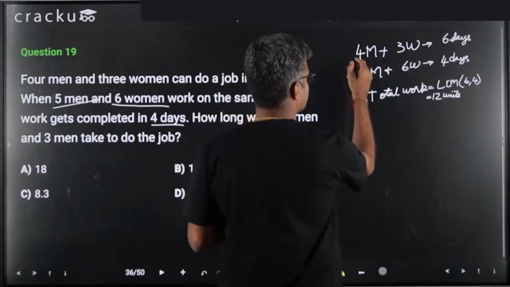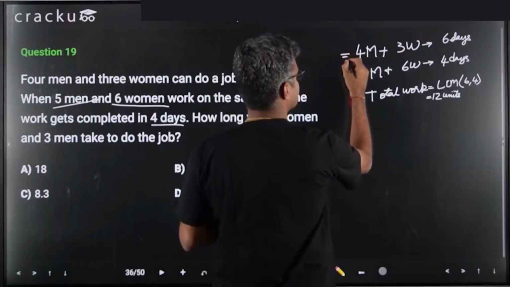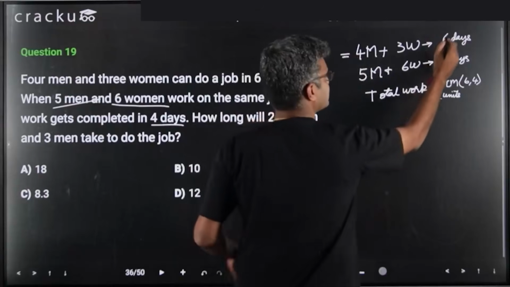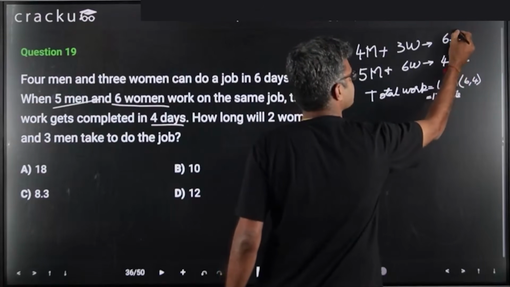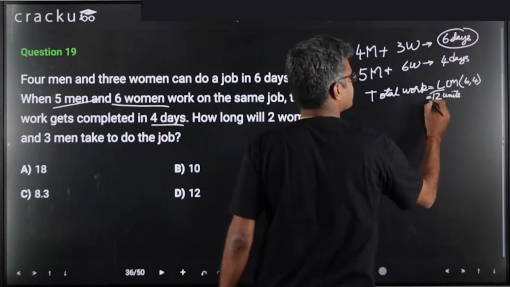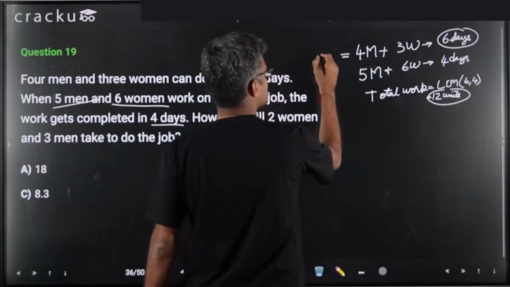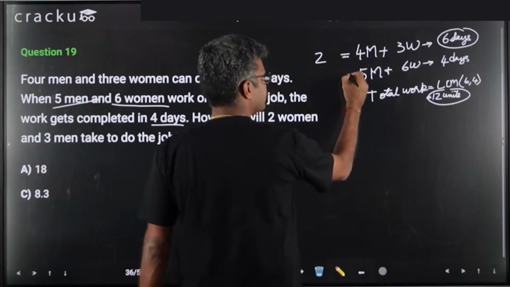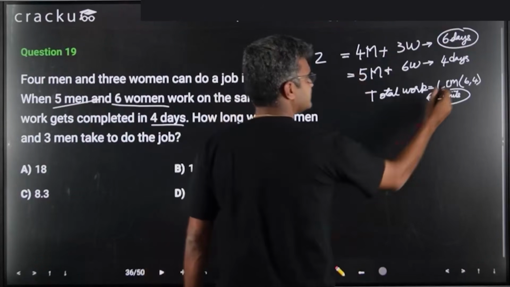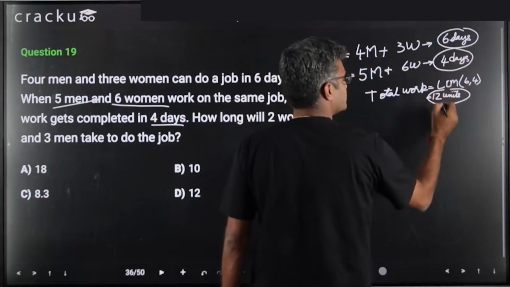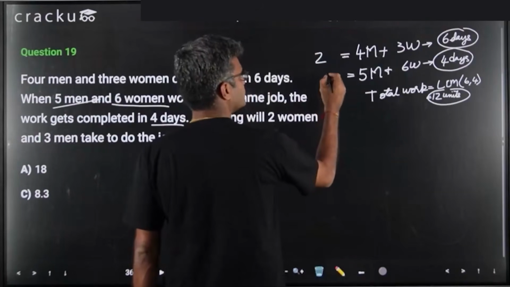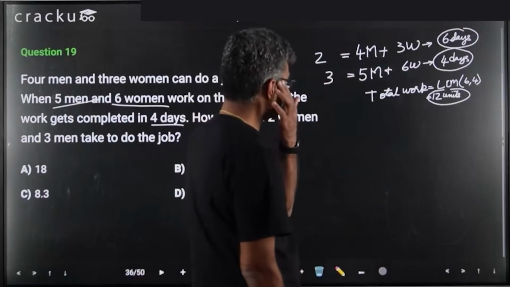This would imply that 4 men and 3 women, how much work did they do in one day? They're taking 6 days to do 12 units of work. So in one day they do 2 units of work. Similarly, 5 men and 6 women take 4 days to do 12 units of work. So in one day they do 3 units of work. So we have two equations.